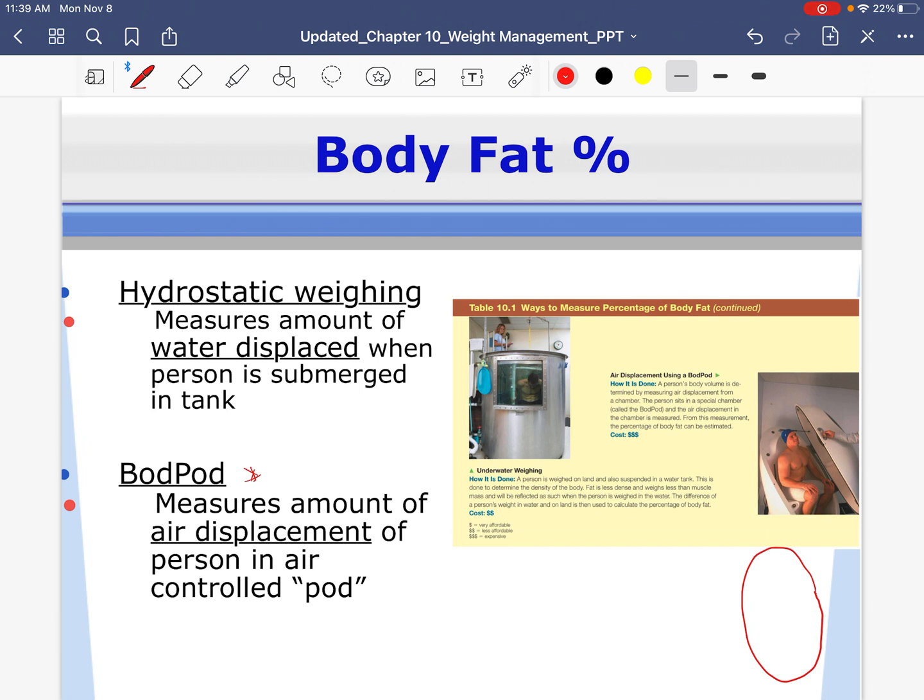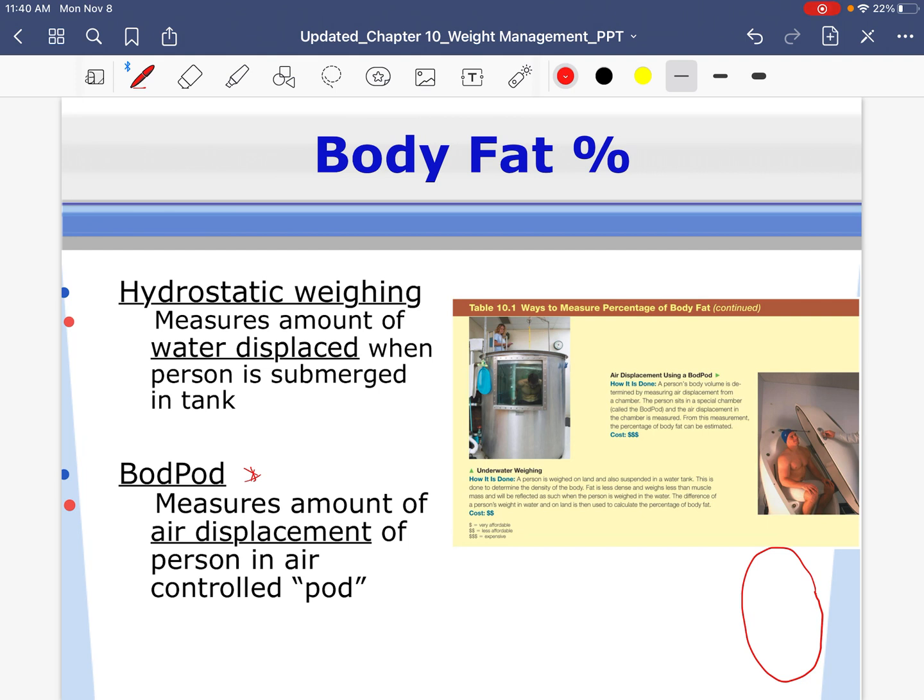We have one on campus, actually, at Valley Community College. It's a little oval pod that you sit in, and before you sit in it, the machine knows the specific volume of air inside of that capsule. When someone sits in it, they displace a certain amount of air, and the machine is able to measure the amount of air displacement. The more fat mass someone has, the more air they will displace.